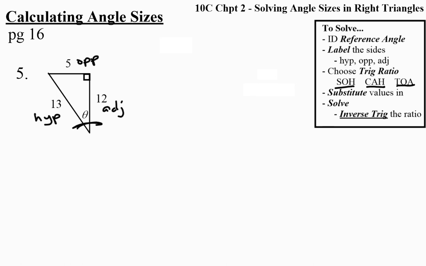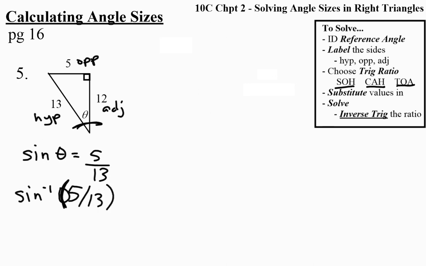So here we go. Sine to start with. We want sine of theta, opposite 5 over hypotenuse 13. We want the inverse of 5 over 13. And inverse sine 5 over 13 gives us a value of theta equal to 23 degrees.